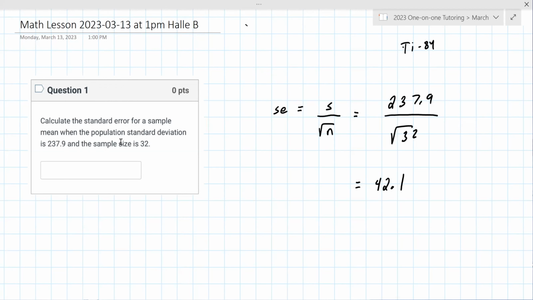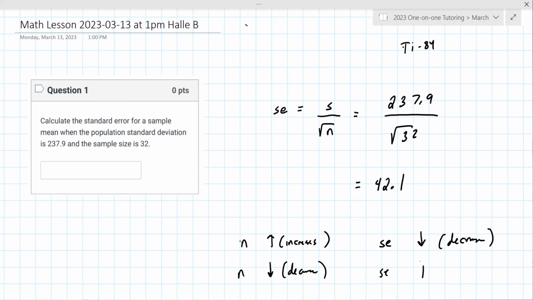Okay. So related to this question, are they just numerical, or do you get multiple choice type questions on your tests? Multiple choice. Okay, so one of the things you might notice here is as n increases, the standard error decreases. That's kind of a typical test question you might see. And similarly, if n were to decrease, the standard error would increase. That's kind of that multiple choice thing you might see. Any questions on that before I move on to question 2?